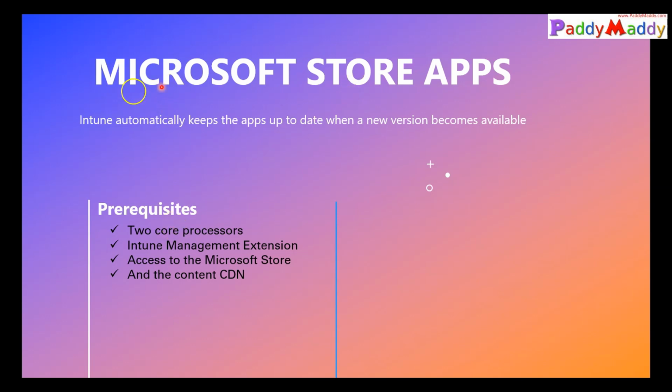Prerequisites to get this Microsoft Store app to work for you. First thing is you need to have a 2-core processor on the computer where you're going to target, and I'm pretty sure this is already available in most of the cases.